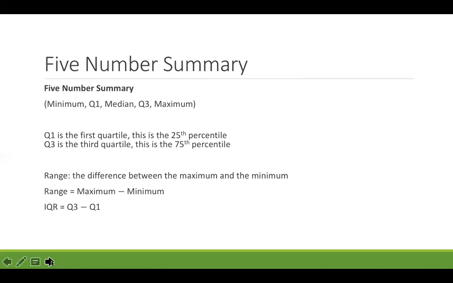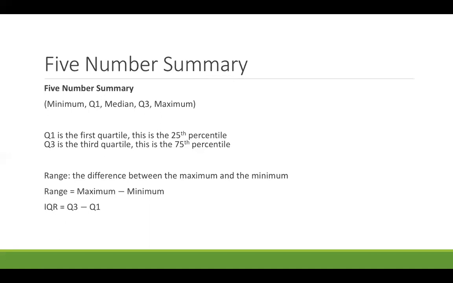They're going to come up in a 5-number summary, which is composed of 5 different numbers. The first number is the minimum, which is the lowest value in a set of data. Q1 is the first quartile, or the 25th percentile. The third number is the median, which is the middle value. The fourth number is Q3, the third quartile, which is the 75th percentile. And the fifth number is the maximum, which is the highest value.